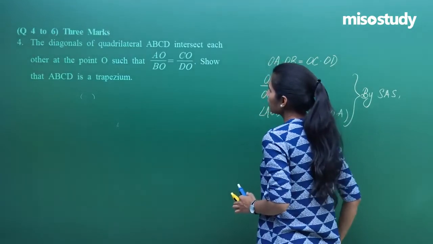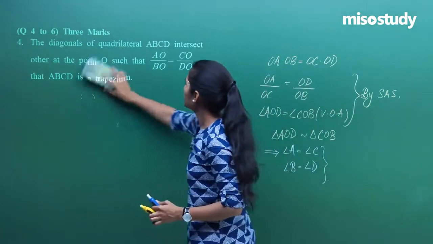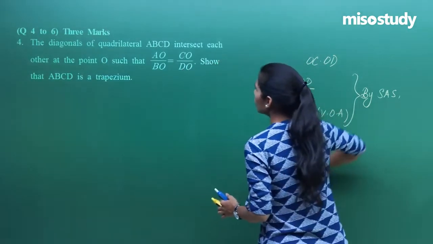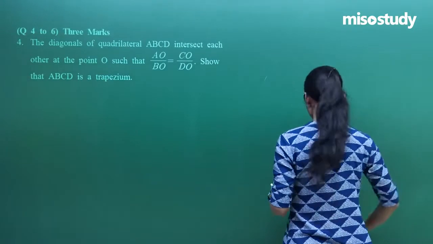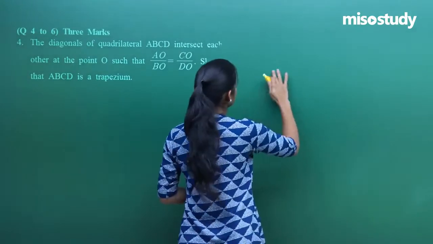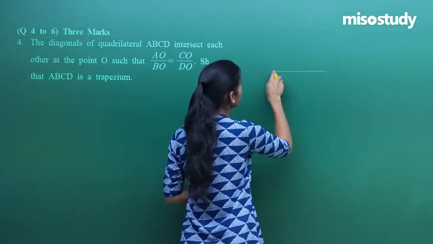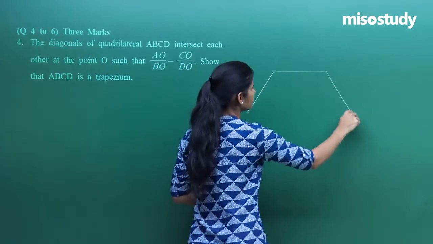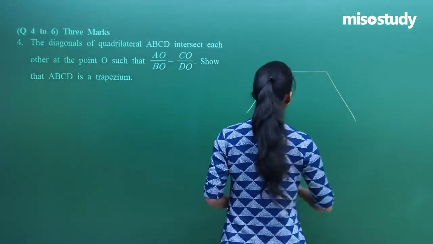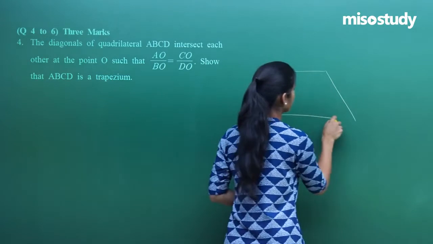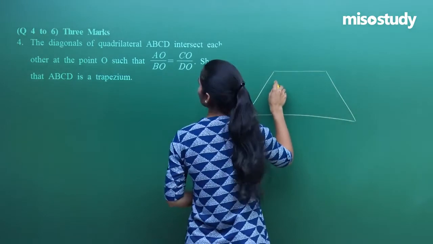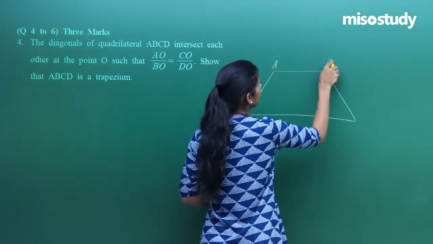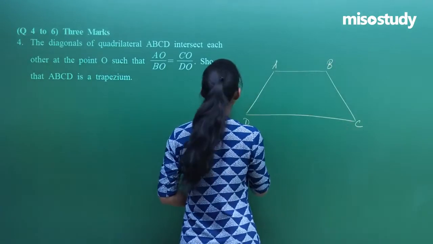The diagonals of a quadrilateral intersect each other at point O such that this ratio holds. Show that ABCD is a trapezium. Let's roughly draw something like a trapezium so that we can feel what is going on in the question. So you have A, B, C and D.